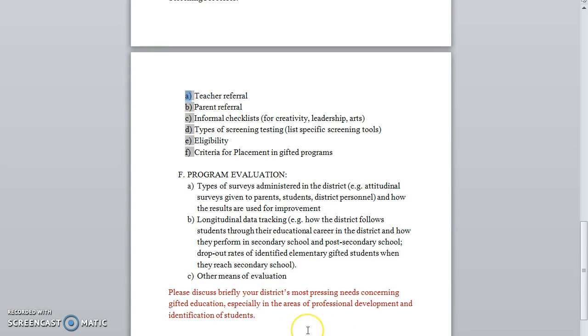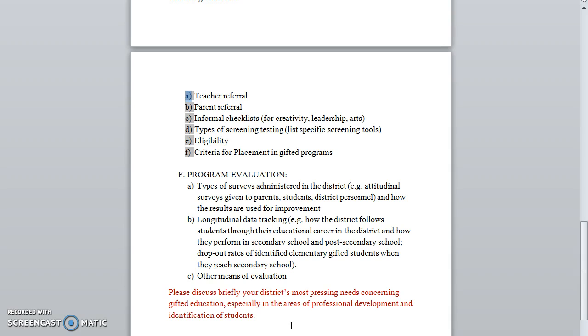And then instead of putting areas that we had before to rank as having the most need, I just am asking that you provide a paragraph to discuss your district's most pressing needs concerning gifted education, especially in the areas of professional development and identification of students. Now, you're going to go beyond that, but for right now, we are funded to help these areas, and then you can go beyond that and say what would be the next step that you would need.